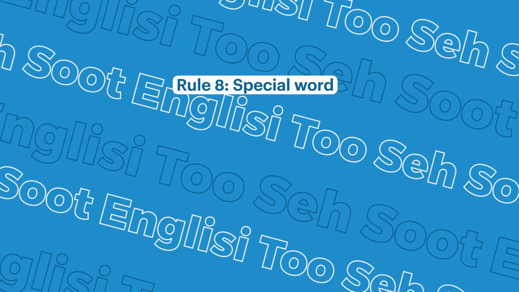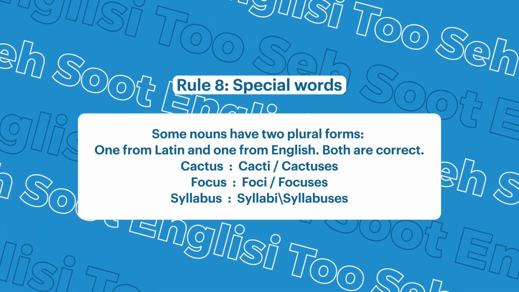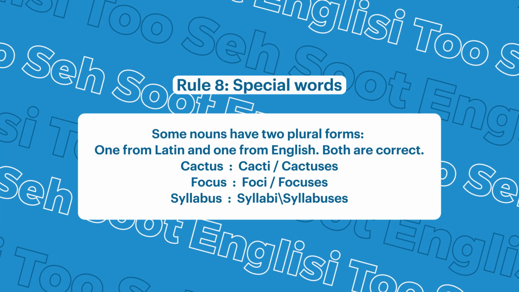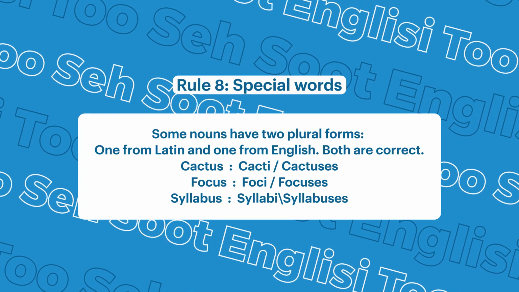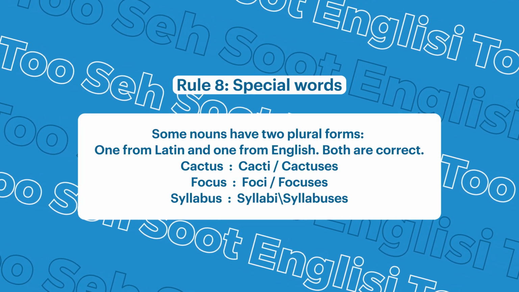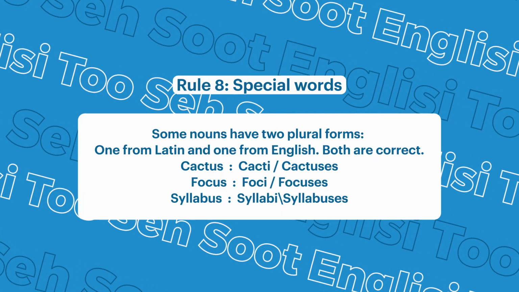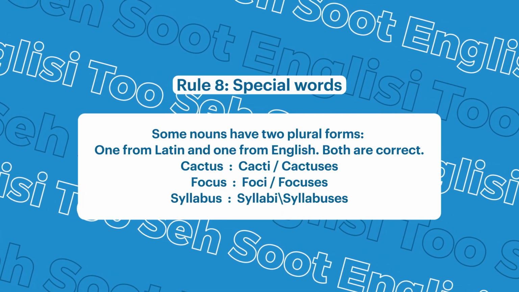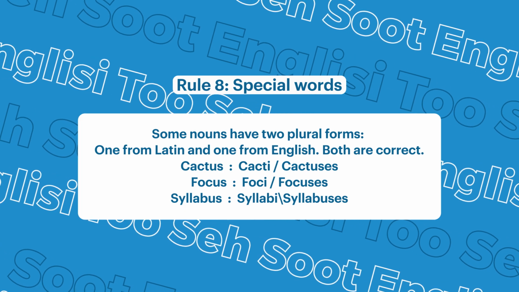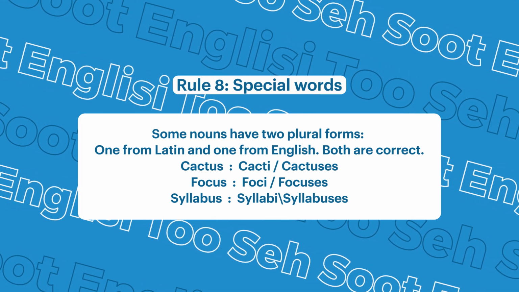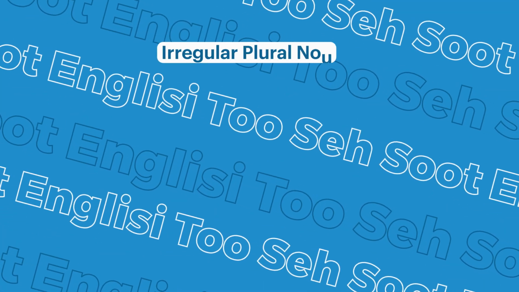Rule number 8. Special words. Some nouns have 2 plural forms, one from Latin and one from English. Both are correct. For example, cactus can become cacti or even cactuses. Focus can become foci or even focuses. Syllabus, syllabuses, or syllabi.